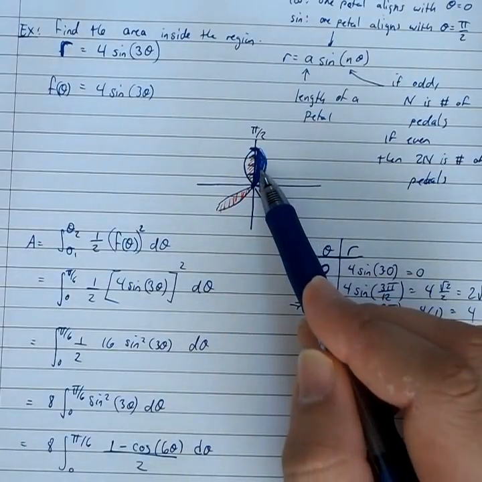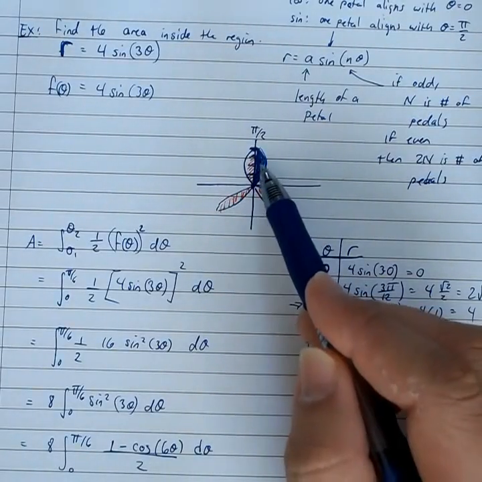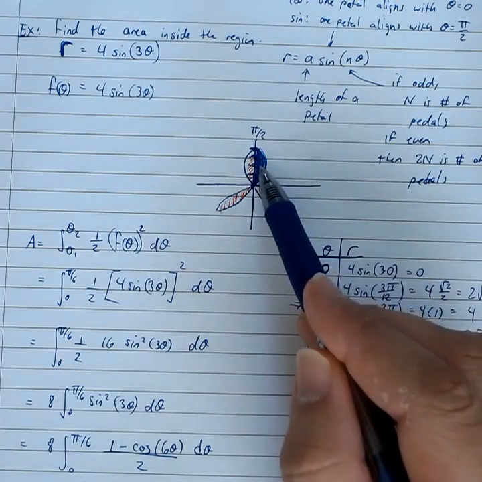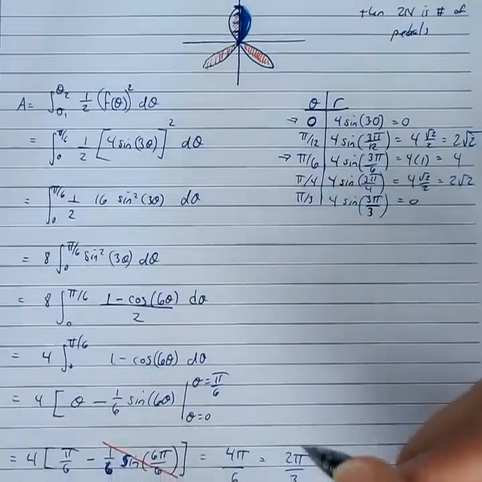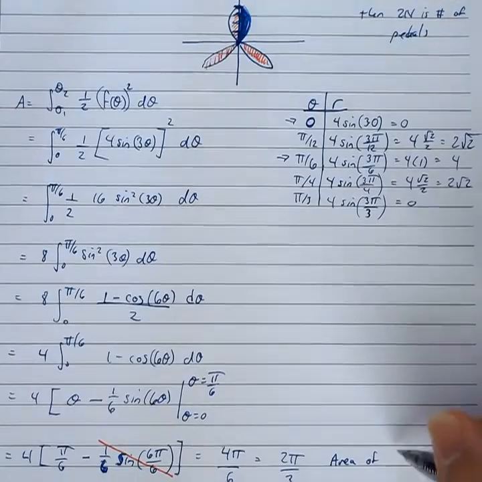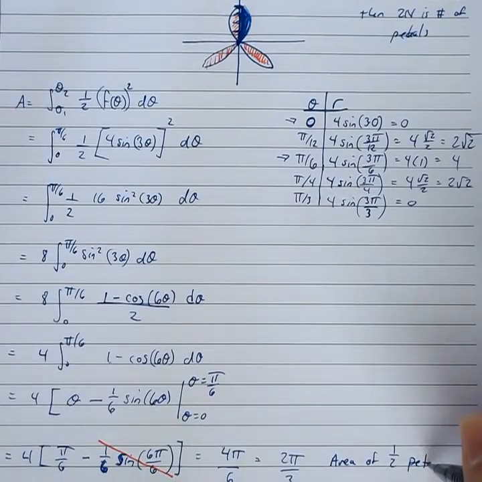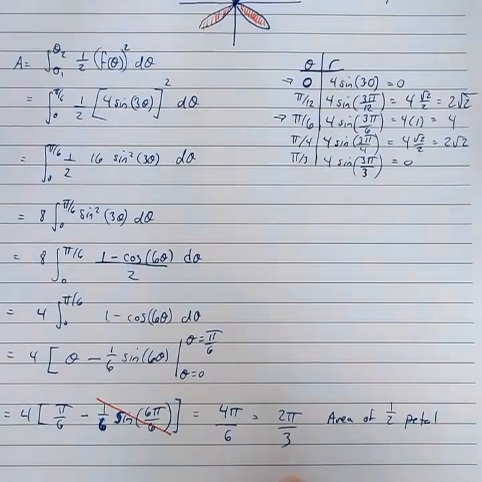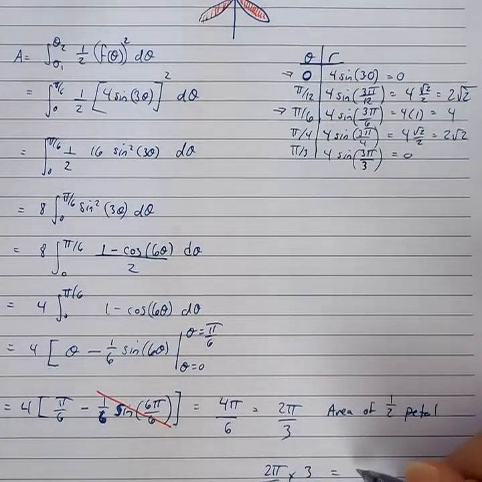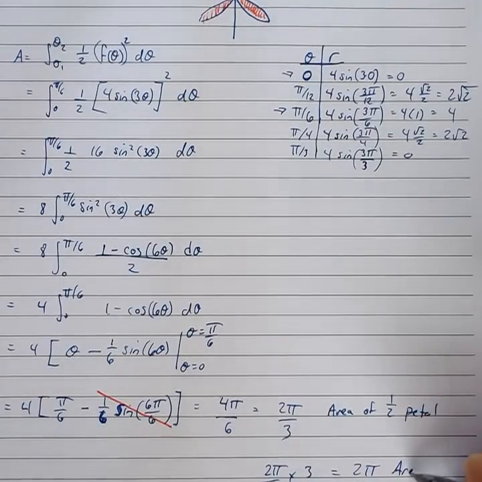So here that's going to be 1, 2, right? Each petal is made up of 2 of those pieces, and there's 3 petals. So I have to multiply this half of a petal by 6 to get me all 3. So here, notice this is the area of half a petal. So if I want the area of all 3 petals, I'm going to need to triple this. So here that's going to be 2 pi over 3 times 3, which is just 2 pi, is the area of the whole rose.